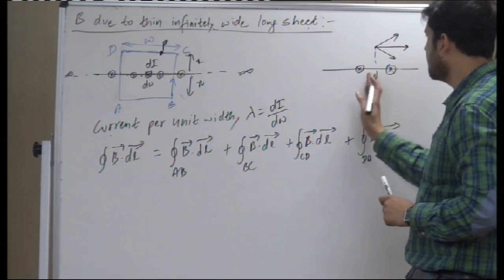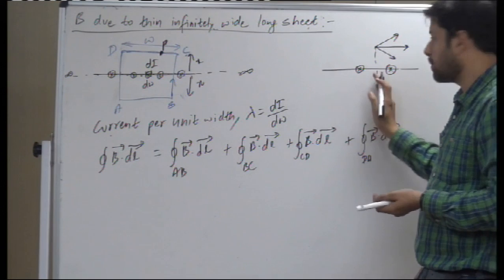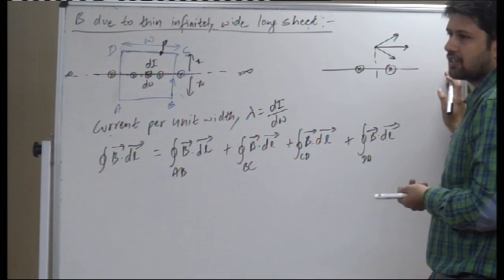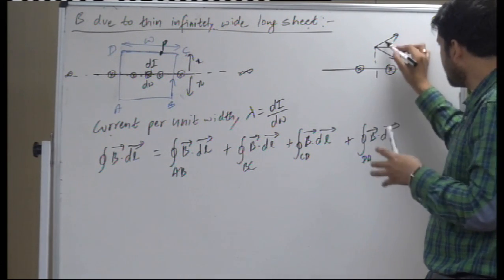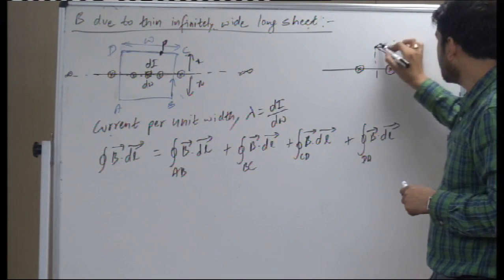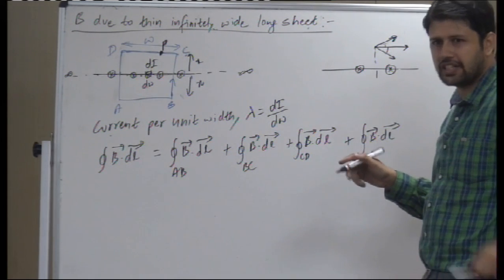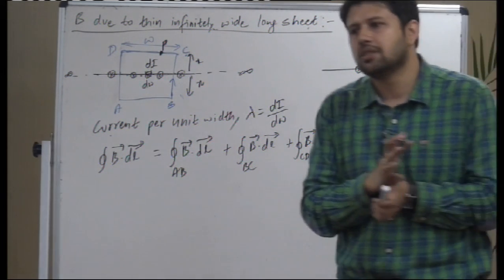From this point, if there is some element dl here, there would be some element dl on this side as well. The field produced would always be at equal angles. So it would always give us a resultant in which direction? Horizontal direction, parallel to the sheet.